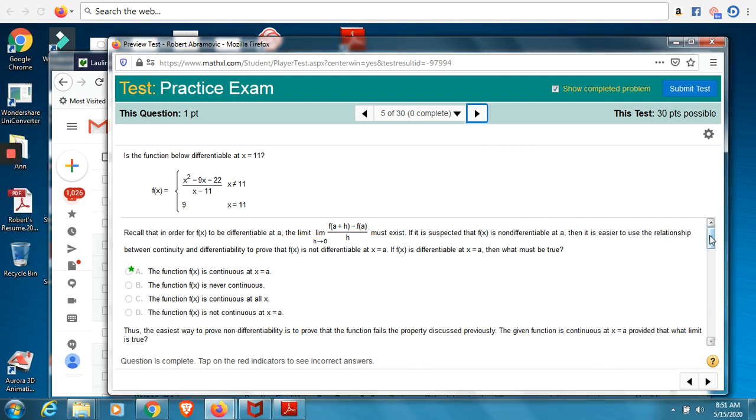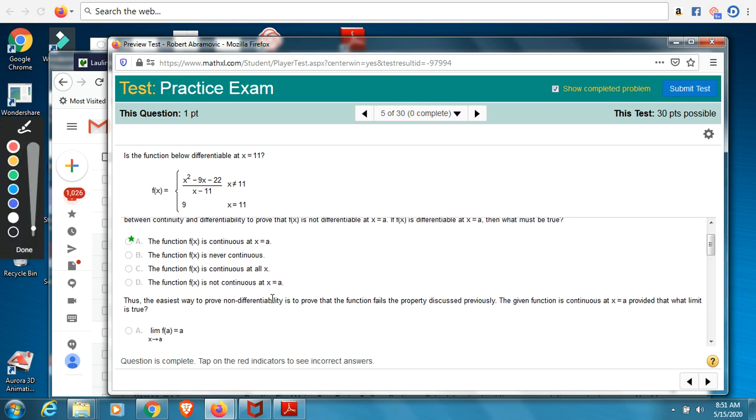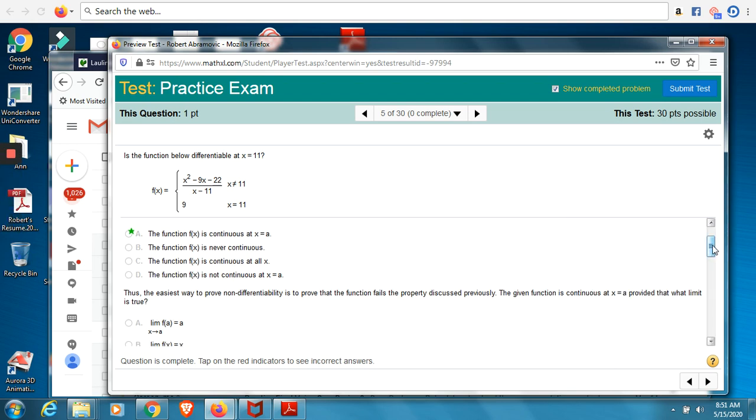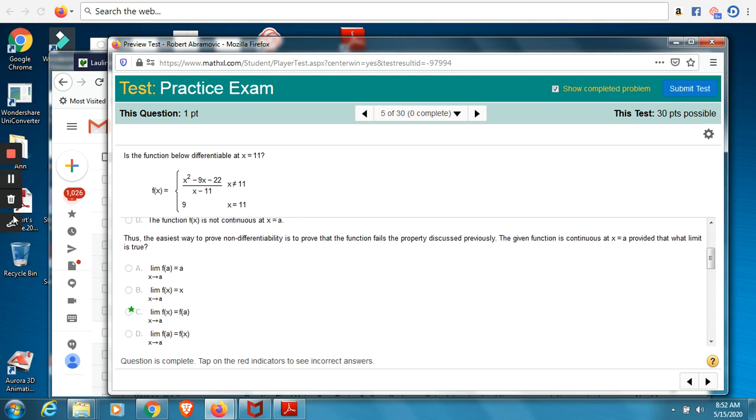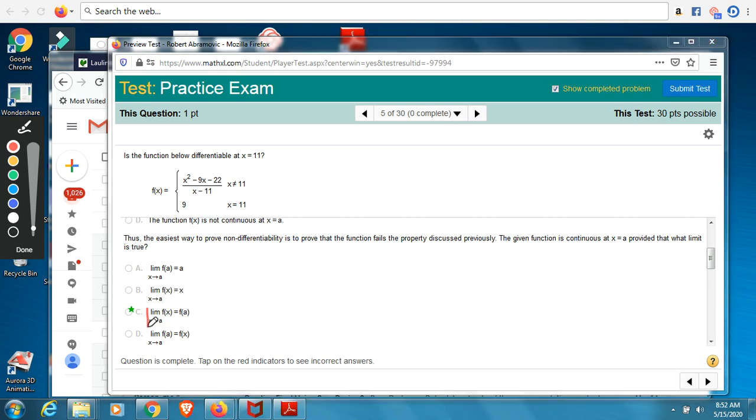So it says the easiest way to prove non-differentiability is to prove that the function fails the property discussed. The given function is continuous at x equal to a, provided what limit is true? The limit as x goes to a of f of x equals f of a. This is the definition of continuity. Now, there's really three statements in that one equation. One is that this limit on the left-hand side exists. The other is that the function is defined at a. And the third is that these two expressions are equal.